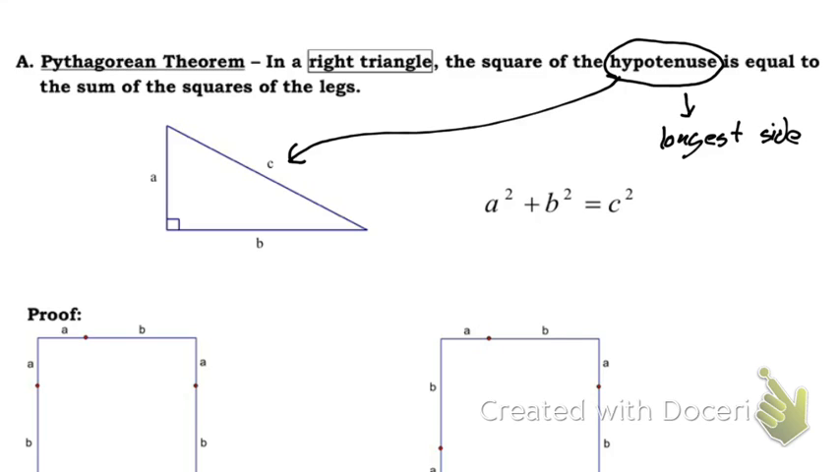Important stuff. All right. So what this statement says is basically that a squared plus b squared equals c squared. Side a squared plus side b squared equals our hypotenuse squared. And that will work for any right triangle.